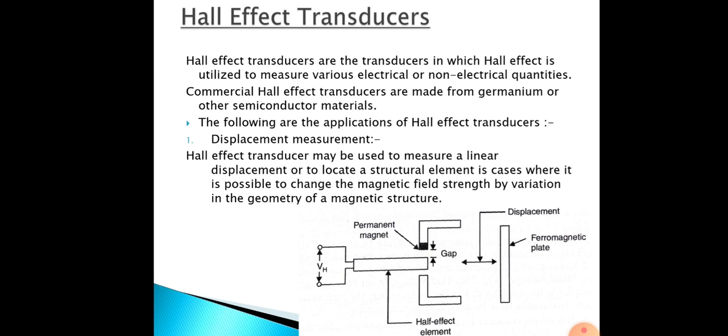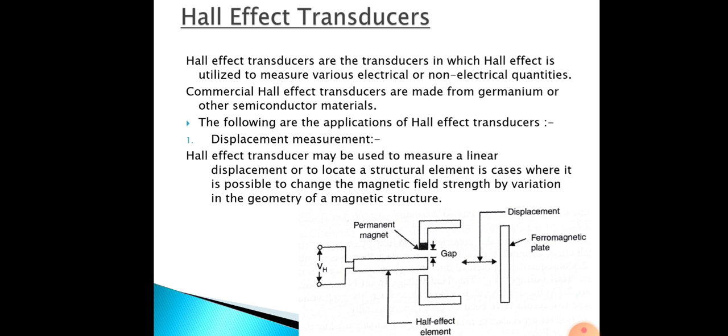The Hall effect element will be located in the gap of the magnet. Two permanent magnets are there, and in between that gap the Hall effect element will be there. Next, the ferromagnet plate is there. When that ferromagnet plate changes its position, the voltage output of the Hall effect element will be changing.